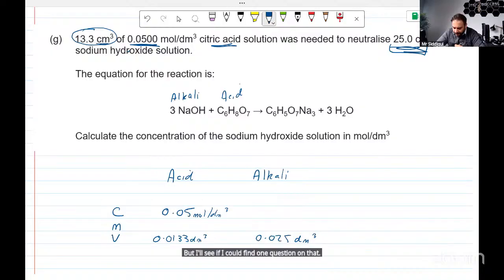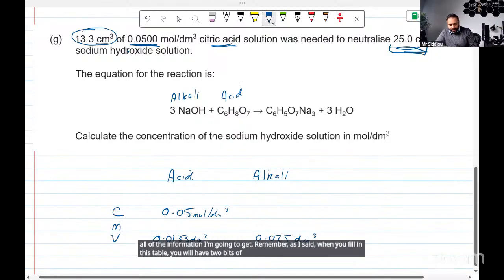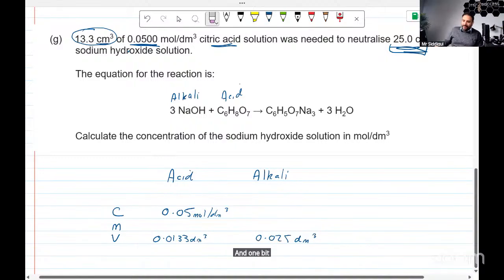So that is the volume of the alkali being used in this situation. So I've got all of the information I'm going to get. Remember, as I said, when you fill in this table, you will have 2 bits of information about one of them and 1 bit of information about the other one. That's always going to be the case.